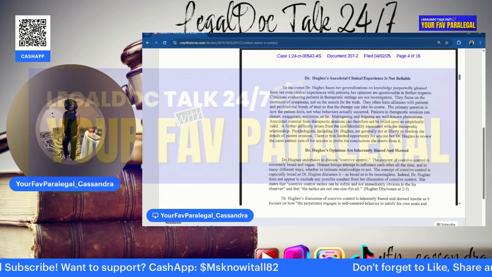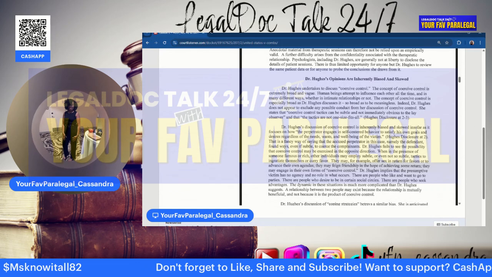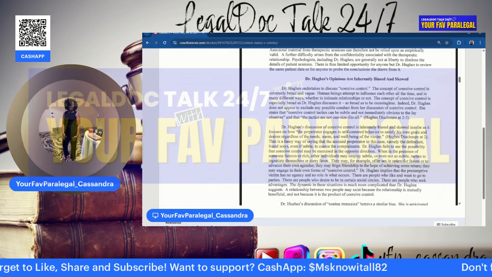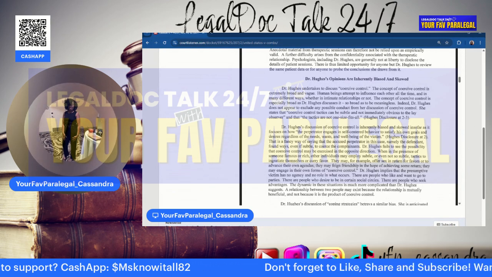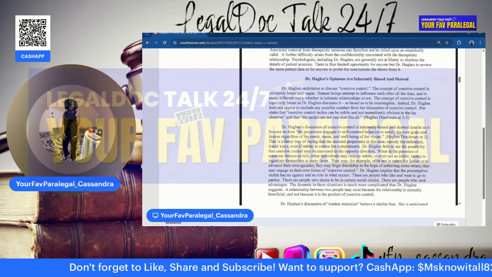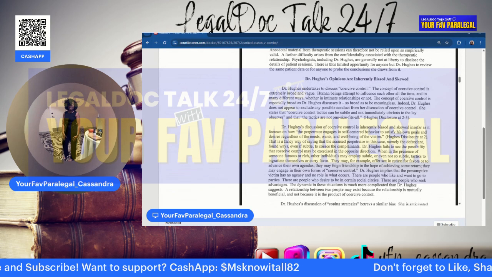Hmm. Well, he also says that Dr. Hughes' opinions are inherently biased, excuse me, and skewed. Let's see. Dr. Hughes undertakes a discussion of coercive control. The concept of coercive control is extremely broad and vague.